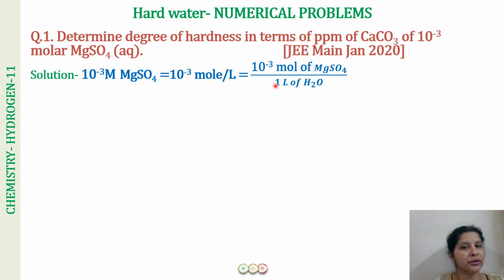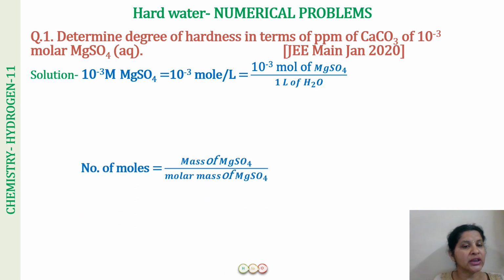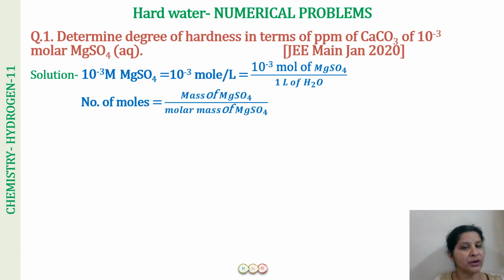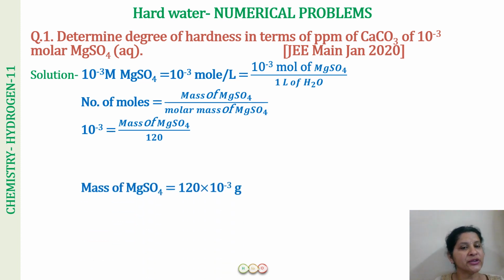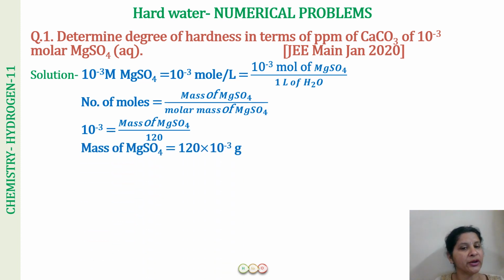So what we are going to do is, from the number of moles of magnesium sulfate, we will be finding the mass of magnesium sulfate. So the number of moles is equal to mass over molar mass. What we will be having is that 10 power minus 3, the number of moles of magnesium sulfate will be equal to mass of magnesium sulfate over 120, that is the molar mass of magnesium sulfate. So from this you will get the mass of magnesium sulfate to be 120 into 10 power minus 3 grams.